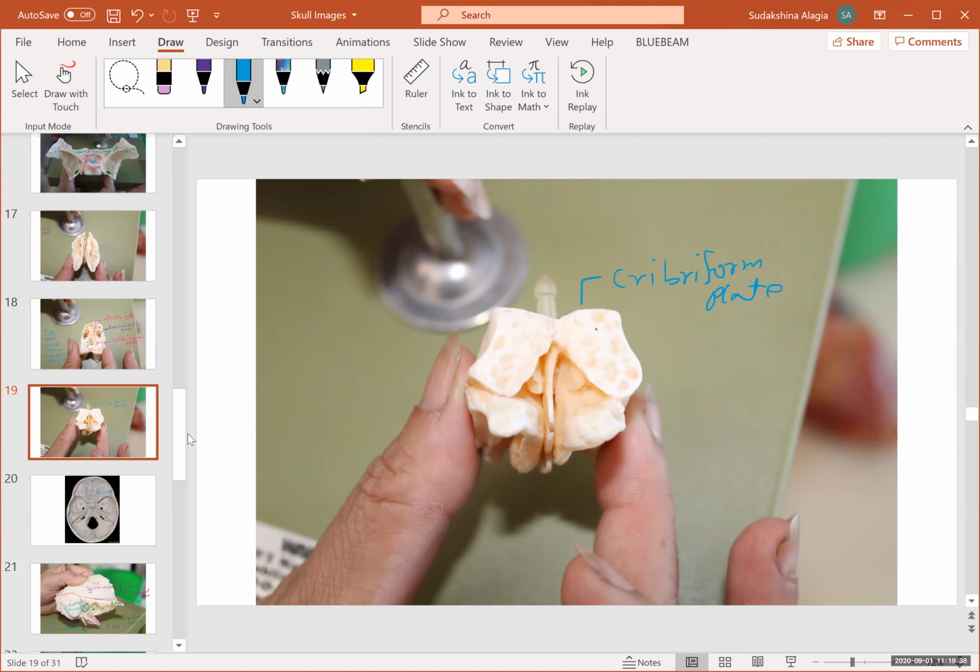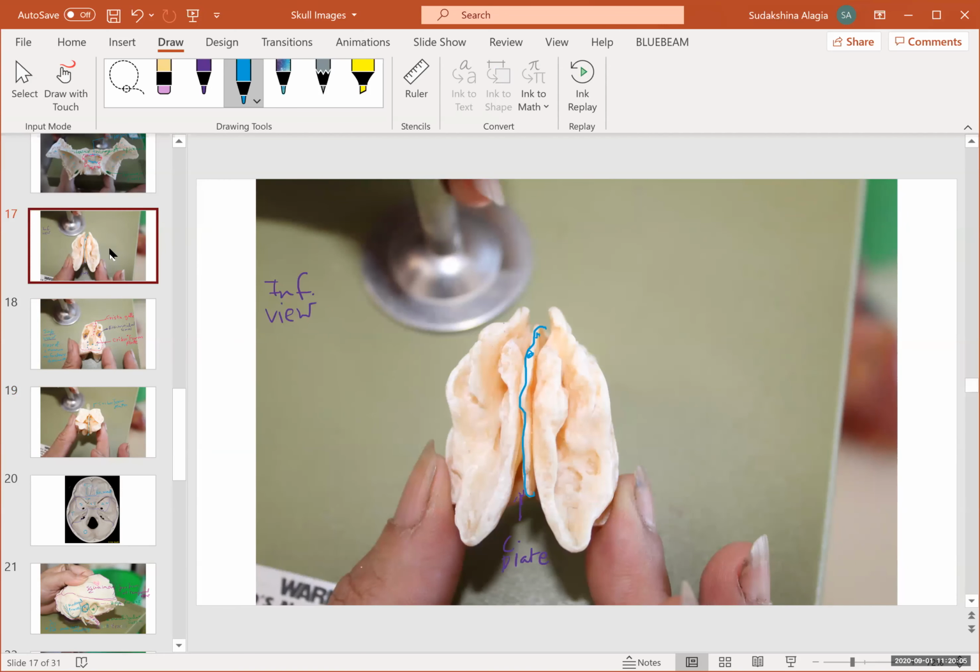This is the posterior view. We are looking at the back of the ethmoid bone. Crista galli will be on the other side. See how this is coming down at a 90-degree angle. Because it's coming down at a 90-degree angle, this is referred to as the perpendicular plate. So the same thing that we're looking at here. Perpendicular plate.